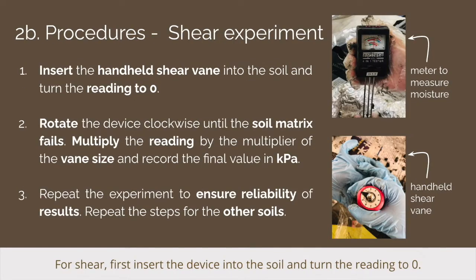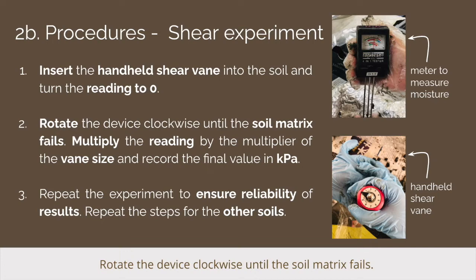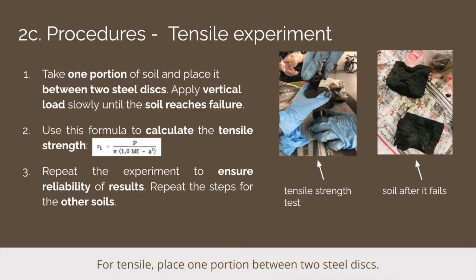For shear, first insert the device into the soil and turn the reading to 0. Rotate the device clockwise until the soil matrix fills, then multiply the reading by the vein size. For tensile, place one portion between two steel discs. Apply vertical load slowly until the soil reaches failure. Then use the formula to calculate tensile strength. Repeat the experiments for both shear and tensile.